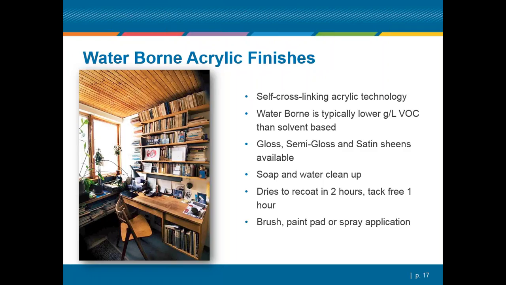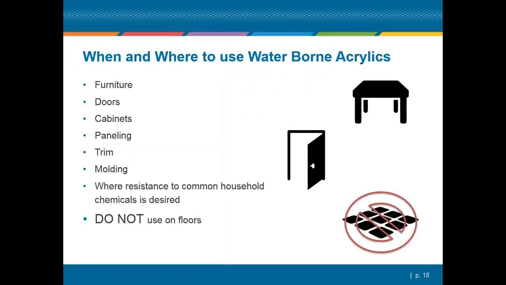So, and there again, any kind of imperfection that you normally get into a wood finish, you can normally sand it out and hit it with another coat or two of finish, and they are really kind of self-healing relatively easily. So with these waterborne acrylic finishes, furniture, doors, cabinets, paneling, molding, any place where common household chemicals resistance is needed, you can use these particular finishes.